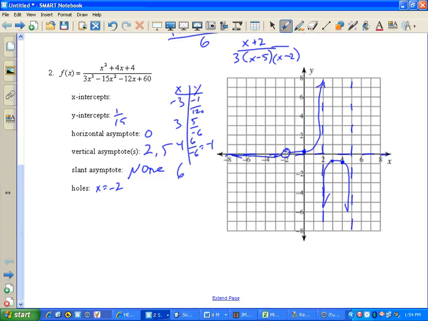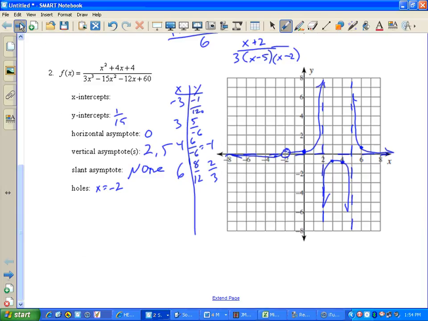Let's plug in 6. I get 8 on the top. 1 times 4 is 4 times 3 is 12. So that's 2/3. Okay, and that's just going to follow this up and this over. So that's the graph of that one.